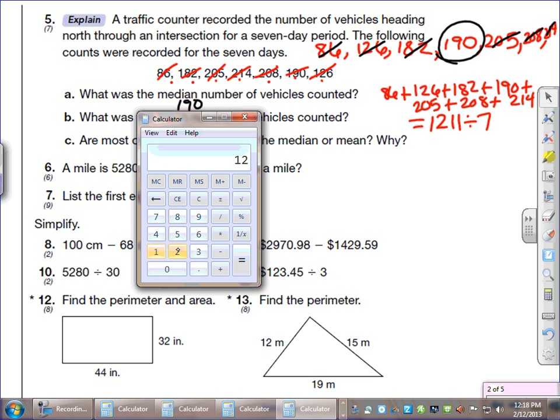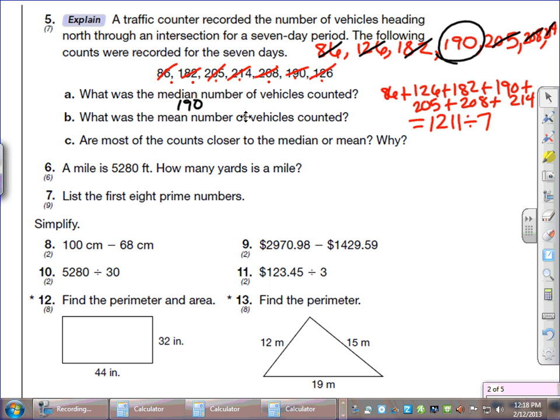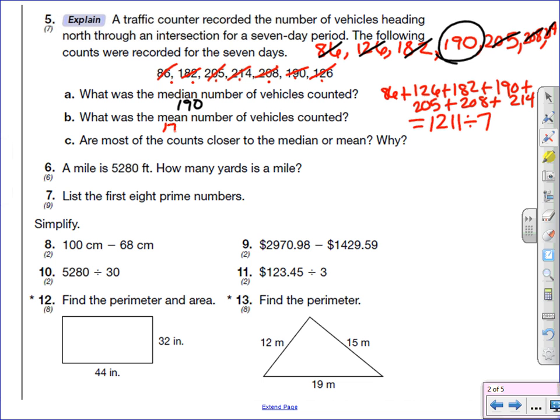So 1211 divided by 7 gives us 173 for a mean. And that's reasonable. It's at least between our largest and smallest number. If it wasn't, we'd know we did something wrong.